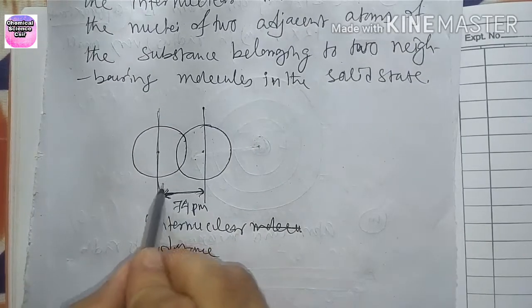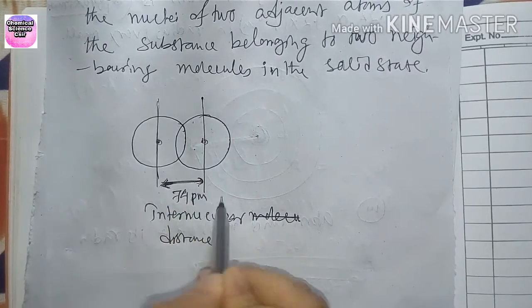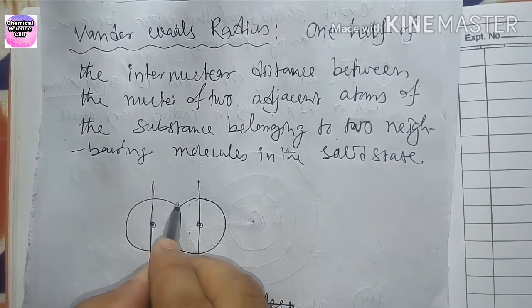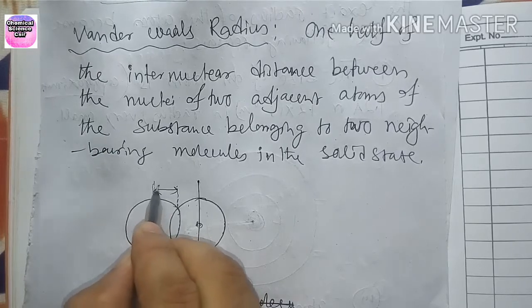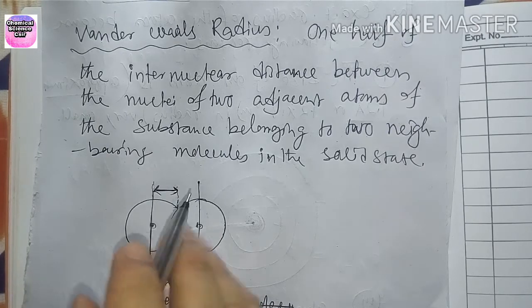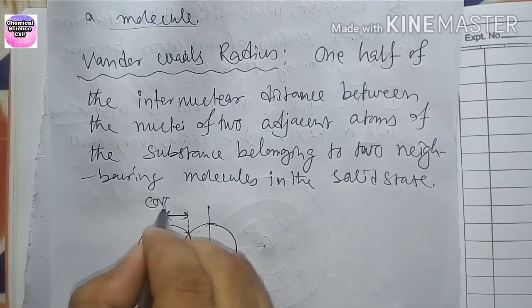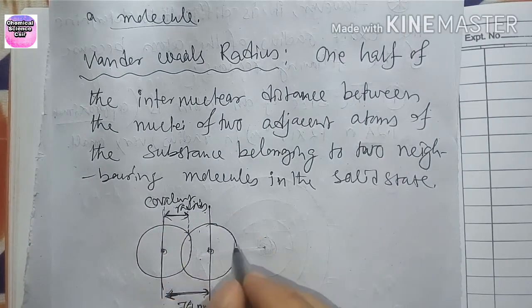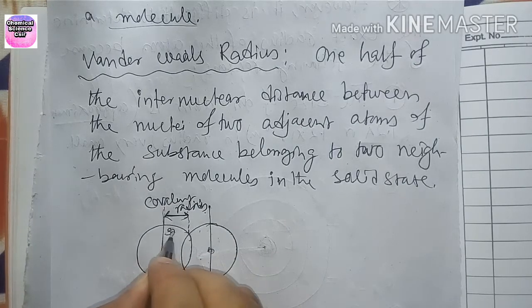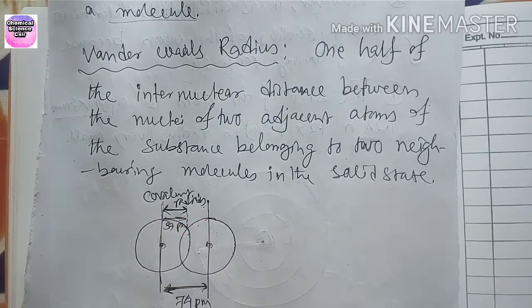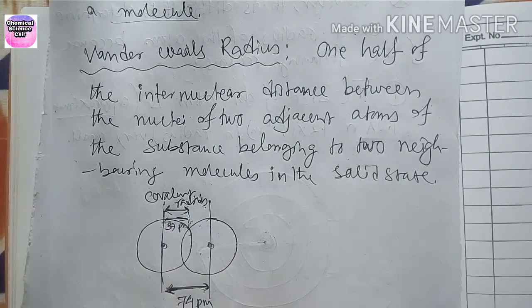Okay, this one is the nucleus, this one is the nucleus, so this is the internuclear distance. And this one is called the covalent radius, from here to here. Covalent radius. And how much? This one is 37 pm, and the total is 74 pm, so each covalent radius is 37 pm.